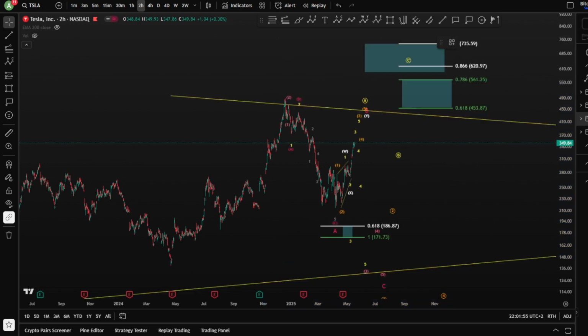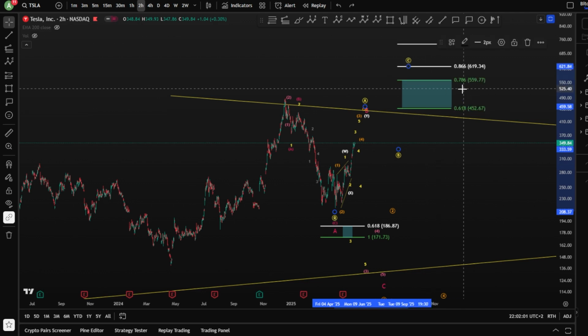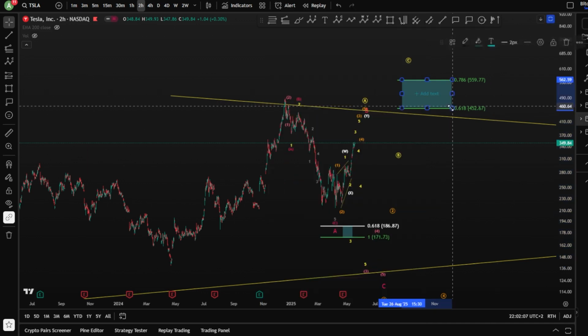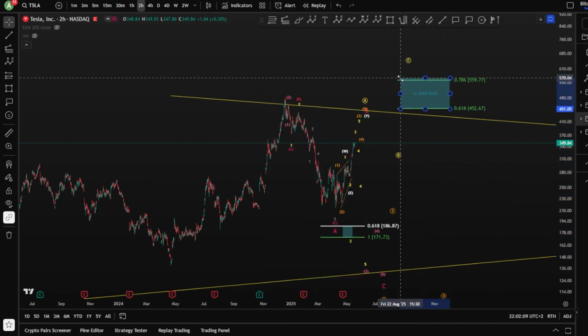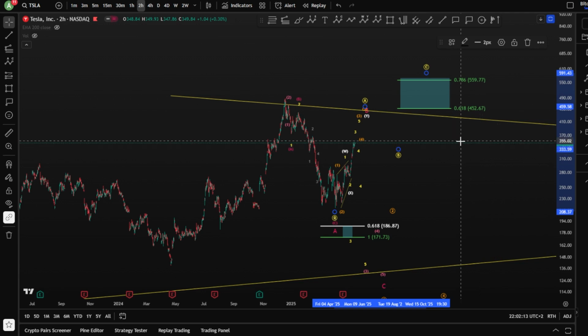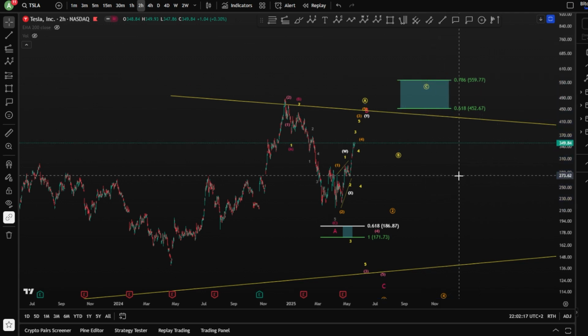Let me check this. Here we go. Yeah, so I'm going to remove this right now because I'm looking for higher potential. I'm also going to reduce the unused a little bit. Here we go, Fib levels. Basically, between 559 and 450, that would be a target for this leading diagonal, guys.